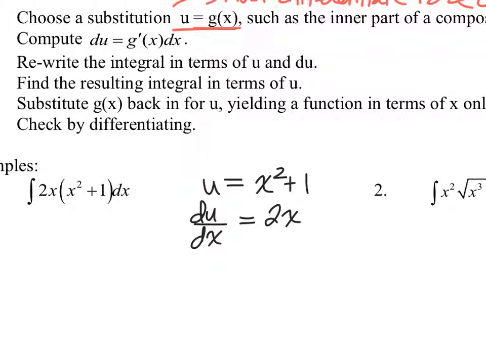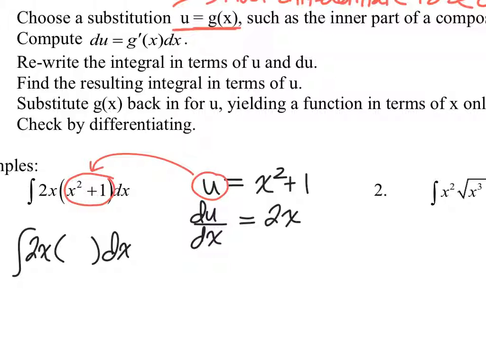All right, so this differential equation, du dx equals 2x, is going to help me make a substitution within my integral. So first thing I'm going to do is replace the x squared plus 1 with the u. So this would become 2x times u dx. Now I have an inconsistency here with my variables. I can't integrate yet with more than one variable. So I have x's and u's, and the x's have to go. We're substituting away the x's and introducing the u's.